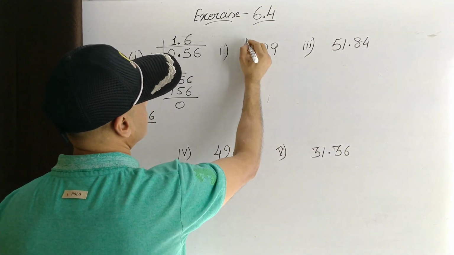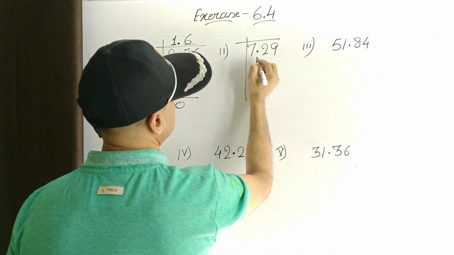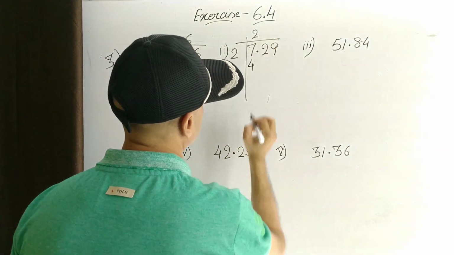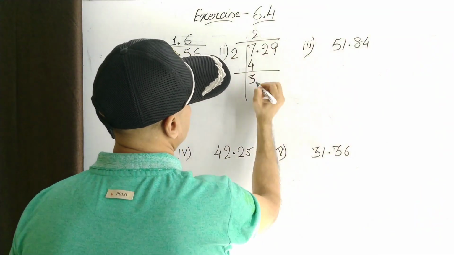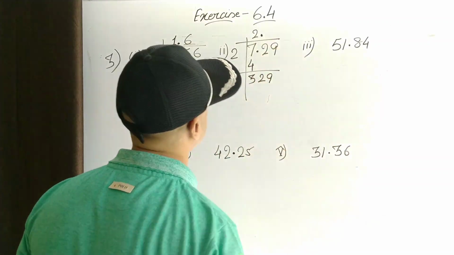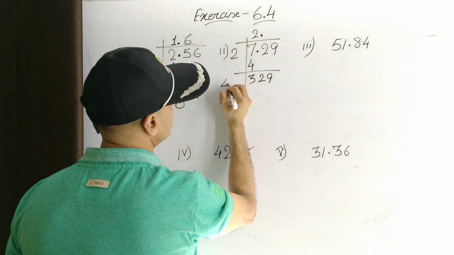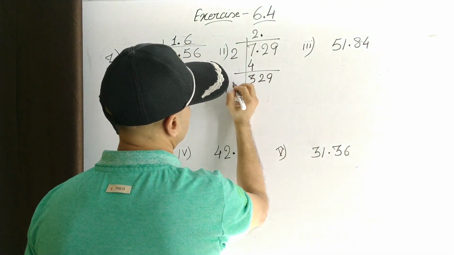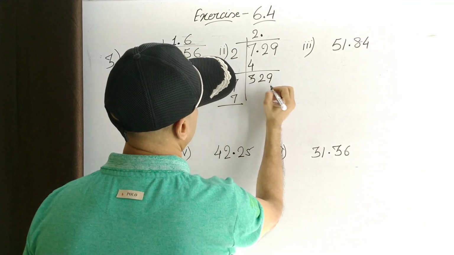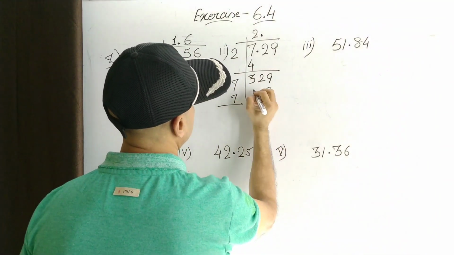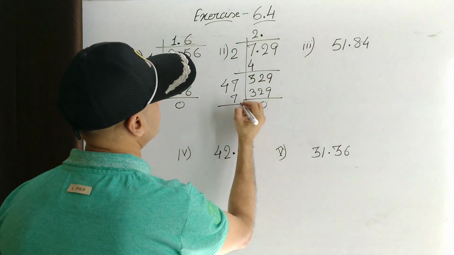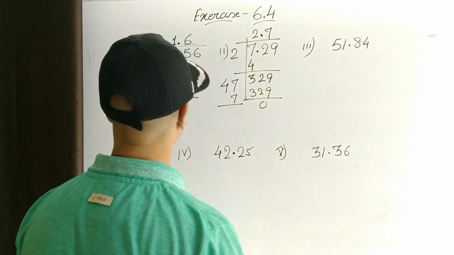Clear? Same way, we'll do the 7 first. We'll have a 4 here and 2 here and a 2 here. We'll have balance 3. We'll get 29 down, and we'll put a decimal here. We'll have 2 into 2, 4, and we'll put 7 here, we'll multiply with 7 and we'll have 9 and 4, 0. So we'll have answer as 2.7.